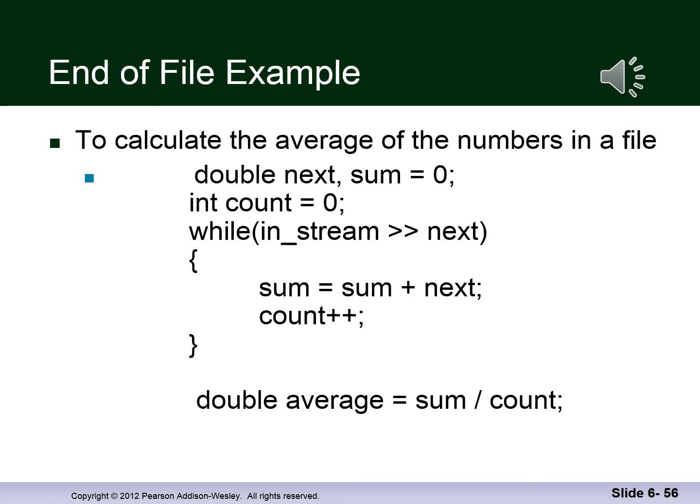And sum will contain the sum of all the numbers. Count will count each time it reads in a new number, and then the loop stops, and then you calculate the average as the sum divided by count. Very simple, and this can handle any number of data elements in a file.